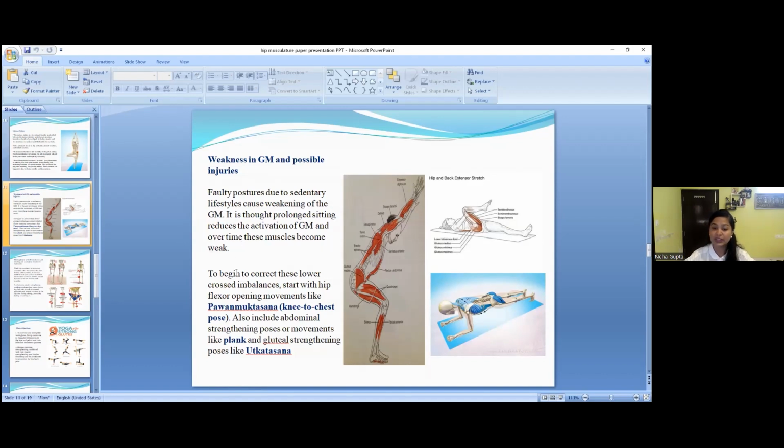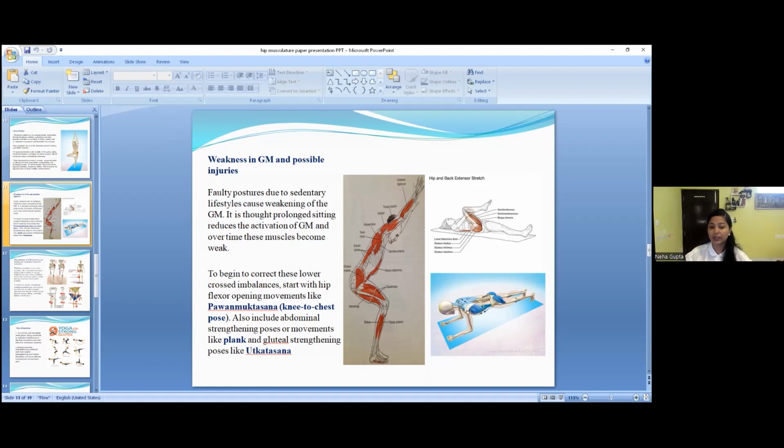To begin to correct these lower crossed imbalances, we'll see in further slides how, when our body is not balanced, the imbalance leads to the lower crossed imbalance. When you see people walking, the hips are not aligned; rather, one will be slightly lower and the other slightly upper.